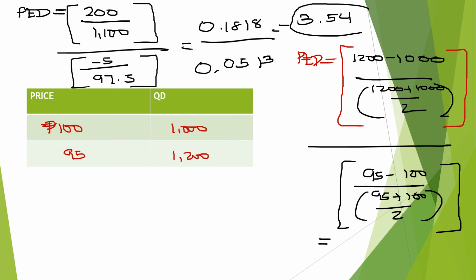Your answer is 3.54. Okay, but this is actually in a negative sign because this one, negative 5 divided by 97.5, is actually negative 0.0513. So your answer is negative 3.54. Let me just rewrite it here.